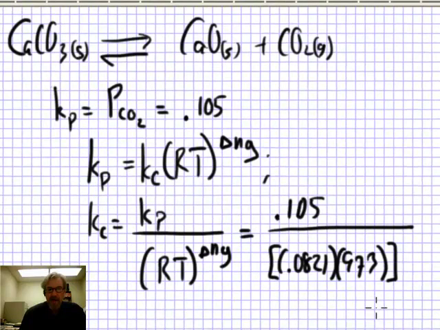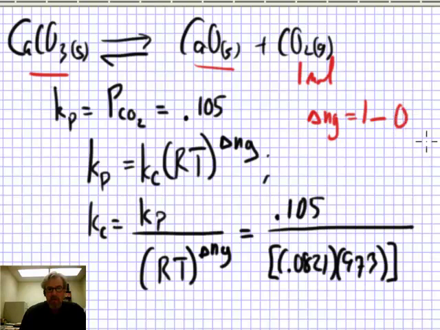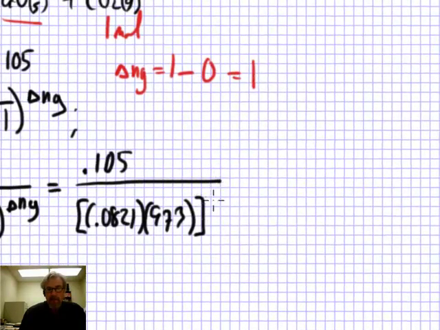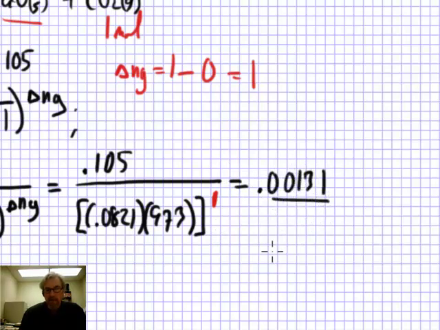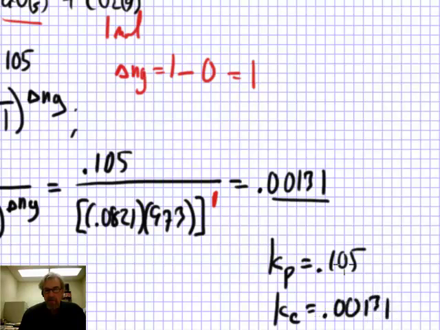Well, what is that? If I look at my balanced equation, I have 1 mole of gas on the right. That's a solid, and that's a solid, so no moles of gas on the left. So my change in number of moles of gas is 1 mole minus 0, or just 1. So I'll be raising the denominator to the 1 power here. When I do my arithmetic, I come up with 0.00131 for a value of Kc. So just to summarize, Kp is 0.105, Kc is 0.00131.